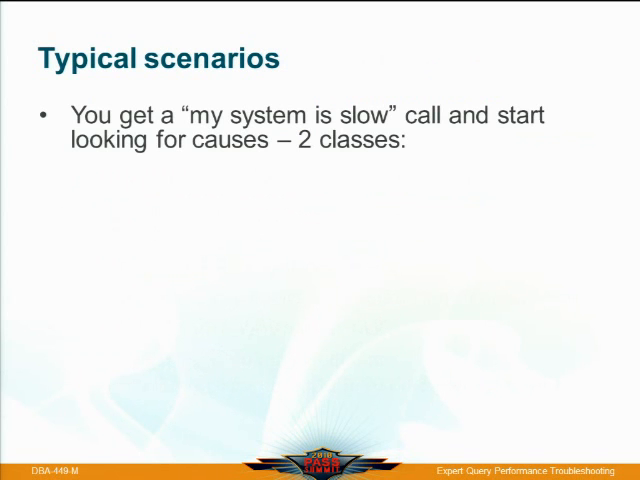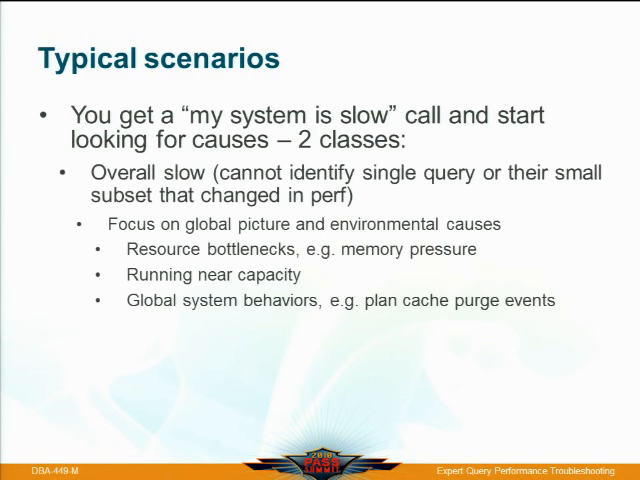So what are the typical scenarios that come to us? You get a typical system-slow call and you start looking for two classes of causes. The first one is that your system gets overall slow and you can't really tell what exactly is happening with the system. We can't identify any particular query, or a small subset that has changed from what I have seen before. So in this case, you normally look at some global picture or environmental causes, and you look at the global system behavior.